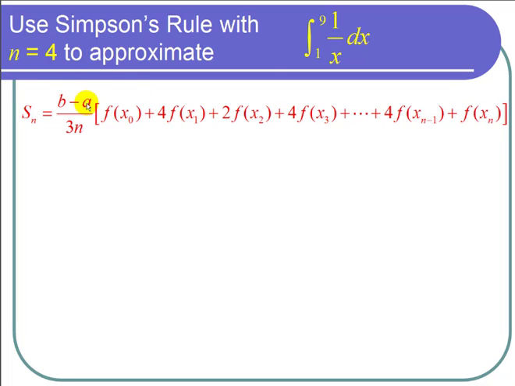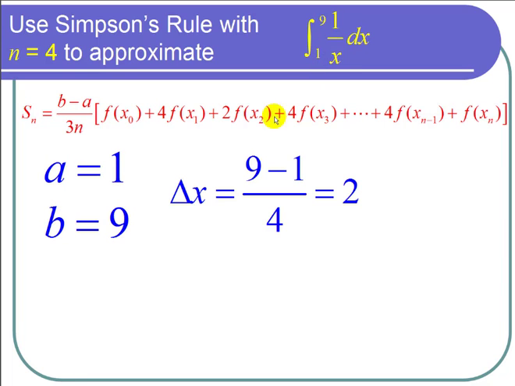So we have that a is equal to 1 because that's the lower limit. We also have that b is equal to 9 because that's the upper limit. When we're looking at x0, x1, x2, etc., we always start at our a, and then we move along delta x to get to the next one. And we calculate delta x by taking (b minus a) over n, just like when we did left and right rectangles. So in particular, delta x is (9 minus 1) divided by 4, which is equal to 2.